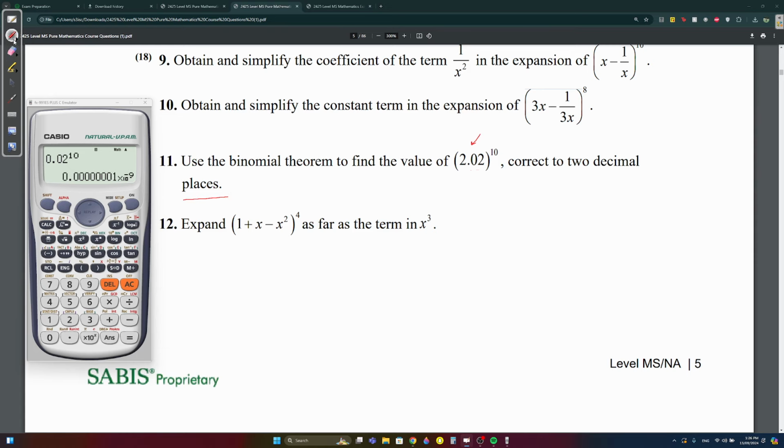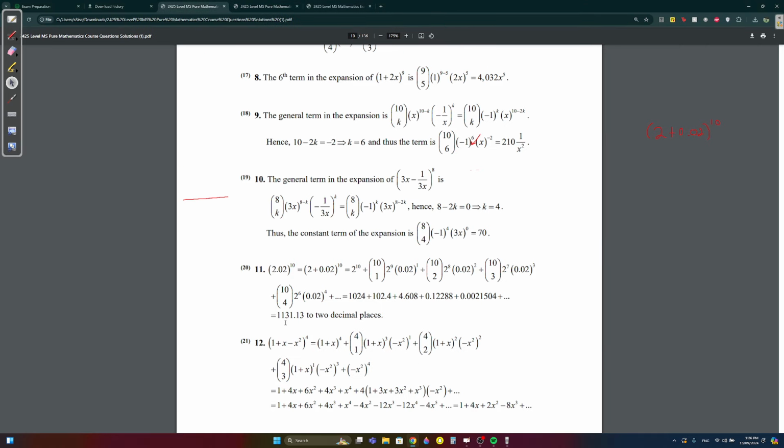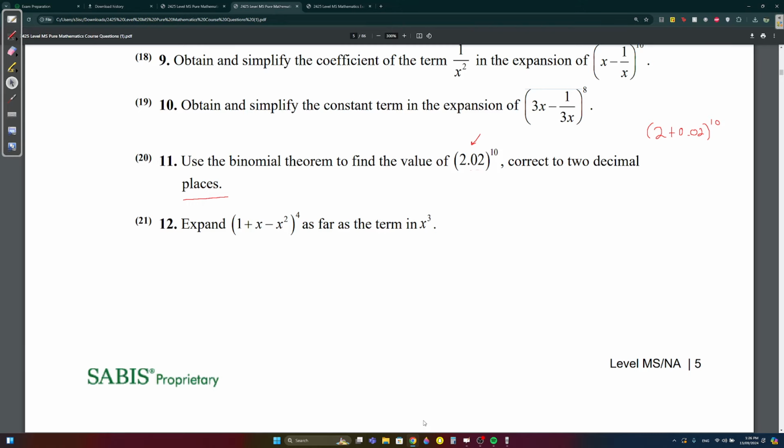Okay. So we're gonna expand 2 plus 0.02 to the power of 10. If they would get this, I doubt they'll get this. Honestly, I doubt. Why they won't get this in a computer part is because you can just do this. Okay? And to two decimal places that will be 0.13. What's the answer? Yeah, see, 1.13, 1.13. So you could just put it in a calculator.